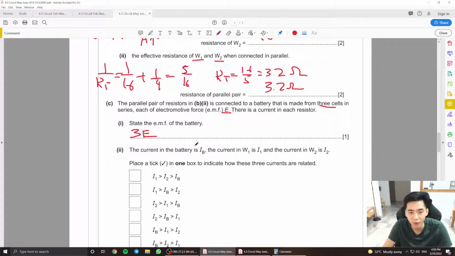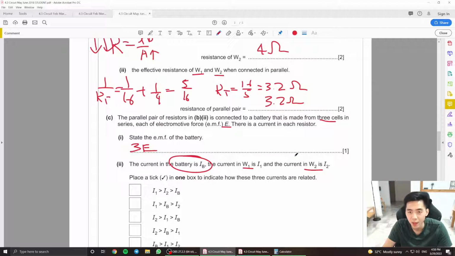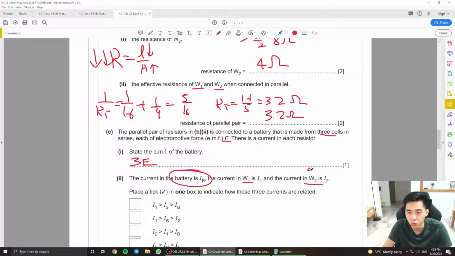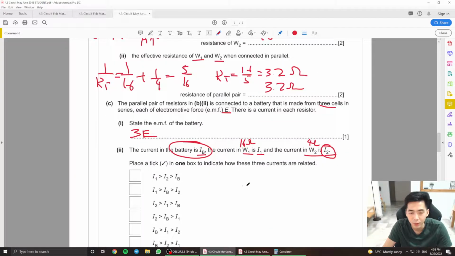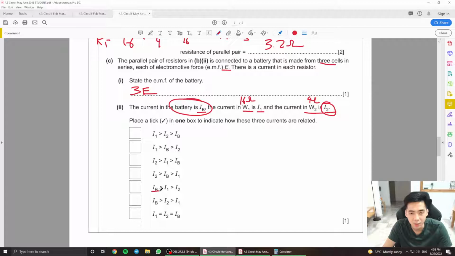So obviously the current in the battery is going to be the largest, because it has to split into these two. And since W2 is 4 ohms, it means the current there must be larger than in the 16 ohm one. So it's supposed to be IB, then I2, then I1. It's going to be this one here. Okay?